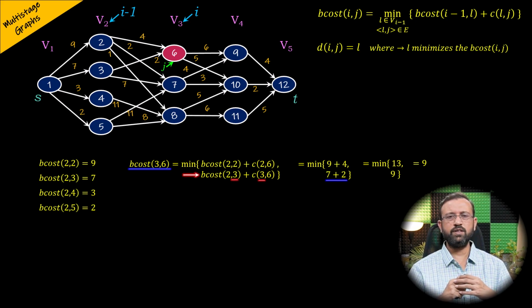Therefore, we will save the decisions made at each step in D(i, j), where i is the stage and j is the vertex, which is equal to l, that is the vertex that minimizes the BCost(i, j).